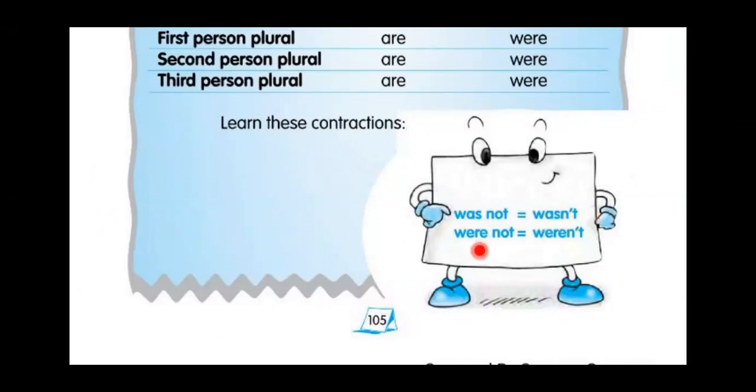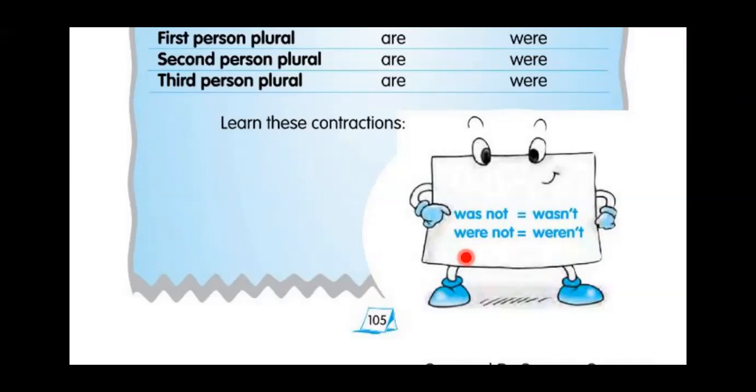When you're not agreeing with something, you can say wasn't. I wasn't doing that work. I wasn't playing the game. When you're not doing something, when you're disagreeing, in the negative, you can say that. Wasn't.